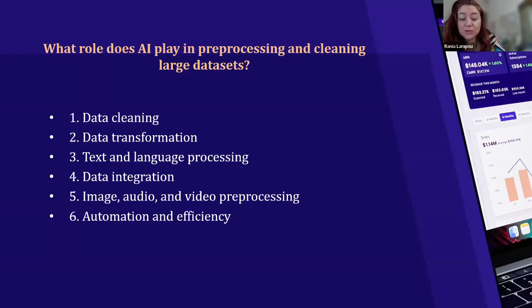So AI transforms data pre-processing from a tedious manual task into a smart, informed, and automated process, because it improves data quality, definitely, it saves time, and reduces human error, which is essential for the success of any large-scale data-driven project.